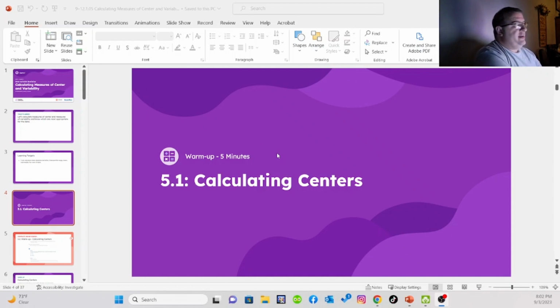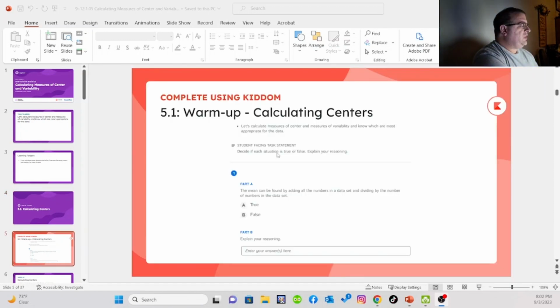So, as always, we start with our warm up. It should take about 5 minutes. And this one is warm up 5.1, titled Calculating Centers. It is available on Kitum if you would like to do it there, as well as in the workbooks if you prefer there.